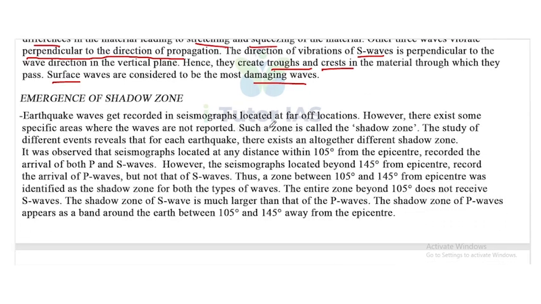Now, emergence of the shadow zone. Earthquake waves get recorded on seismographs located at far-off locations. However, there exist some specific areas where the waves are not reported. Such a zone is called the shadow zone. Shadow zones are those zones which do not report the earthquake waves.